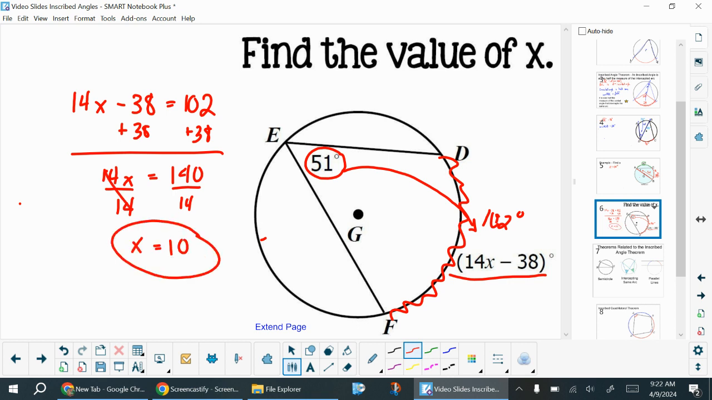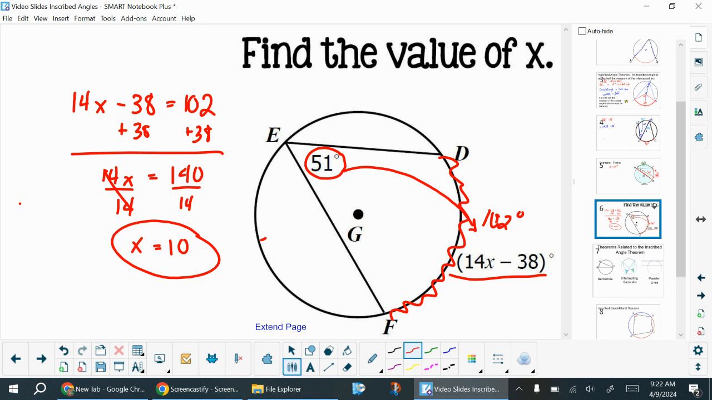So if I know that relationship, 51 times 2 gives me 102. That's got to be equal to that one. So those are some examples you might see of problems that use this rule, this idea that the angle is always half of the arc, or the arc is always double the inscribed angle.